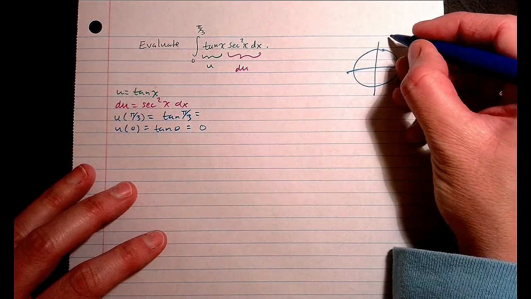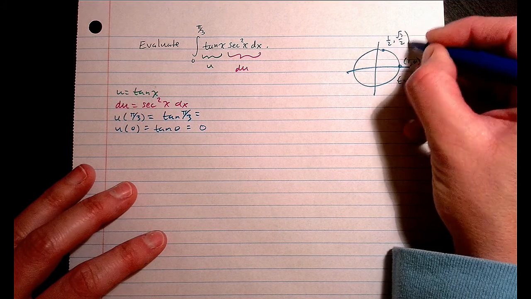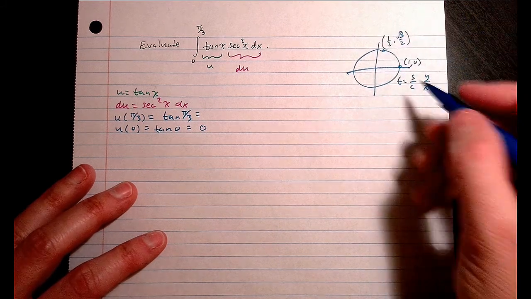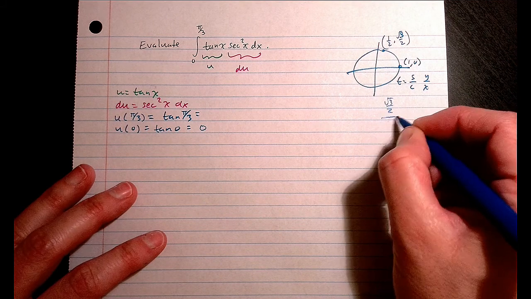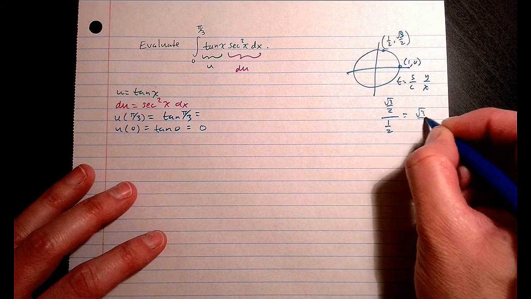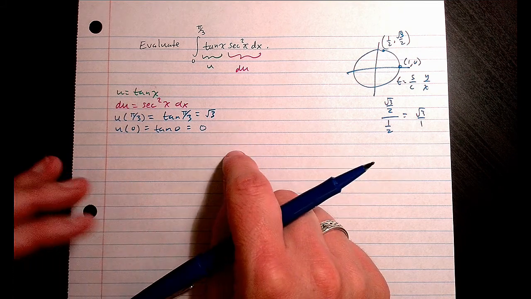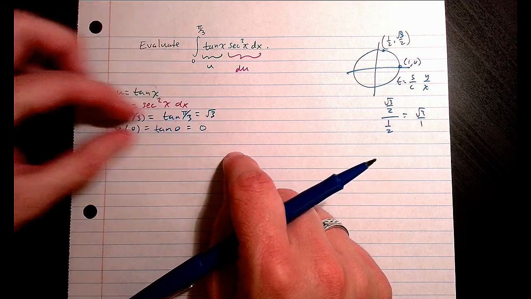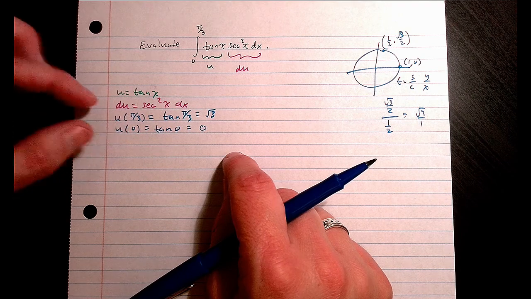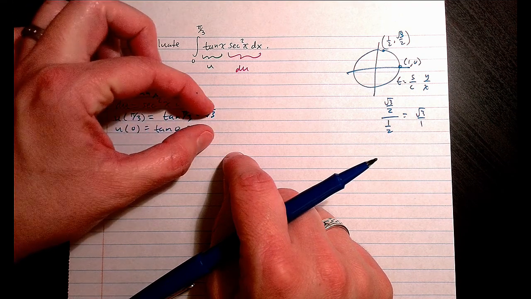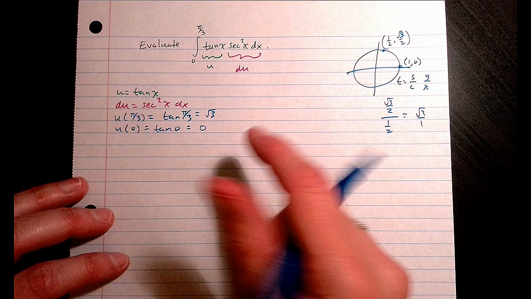Pi over 3 is this point right here. Sorry, that's a 3. So we're going to do root 3 over 2 divided by 1/2. That means we get root 3 over 1. So these are our new bounds. Now, I recommend you write them in this order where it's upper, lower bounds, because if you notice, it's going to set these up beautifully for when we write our integral.